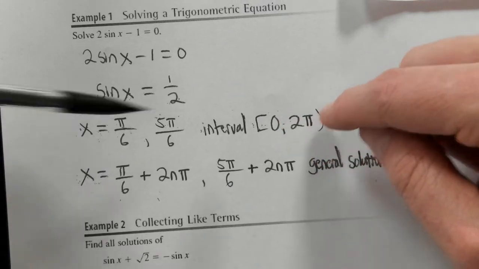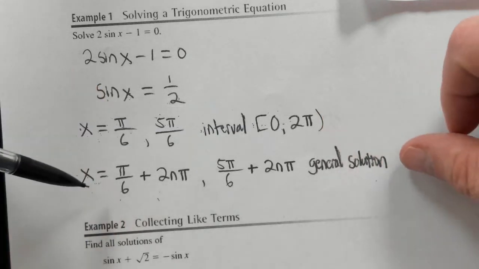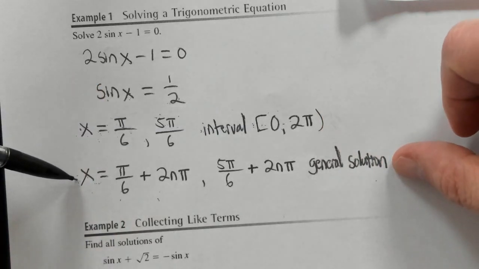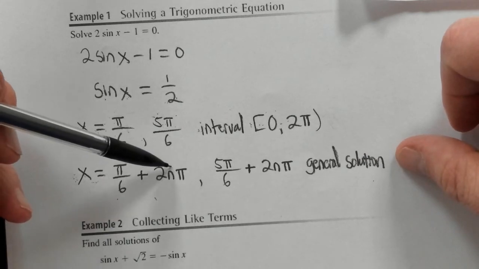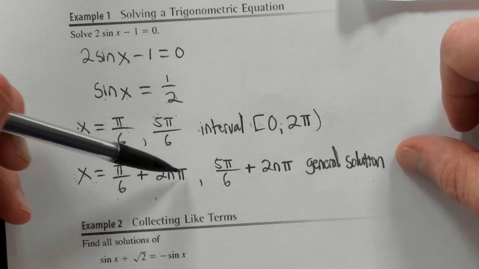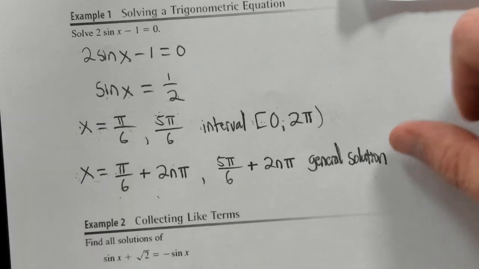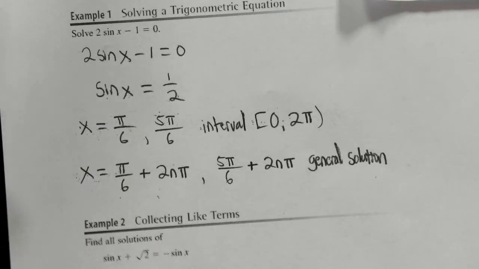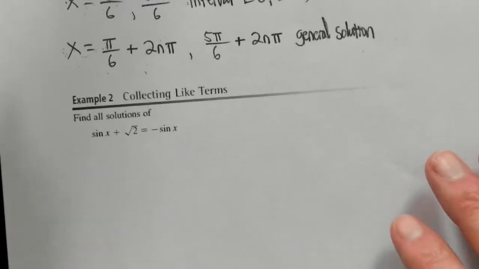So this is the solution over the interval of the first period from 0 to 2 pi. This is the general solution. All solutions have this form. So anytime I plug in an integer value for n, any multiple of 2 pi, 4 pi, 6 pi, 8 pi, and add it to this solution, that will give me another valid solution. All right? Okay, so let's try a few more so that we can get more proficient at it.